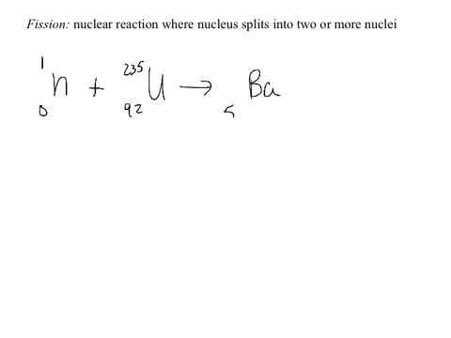So let's say we have uranium-235, and it's bombarded by a neutron. Neutron has mass of 1 and no protons, obviously. As a result, what we get is barium 56-140 and krypton 93-36. And we also end up getting actually 3 neutrons. So what we see here is that uranium, a single nucleus, split into 2 or more nuclei.